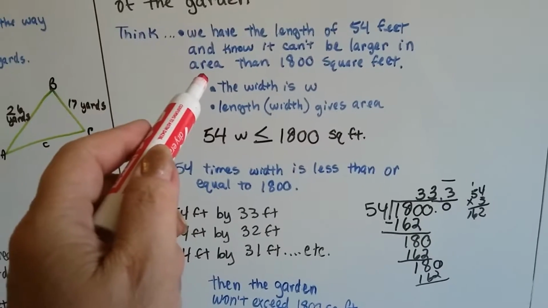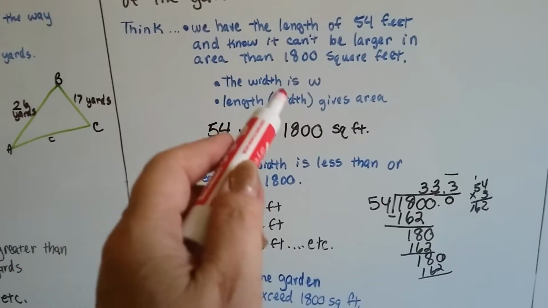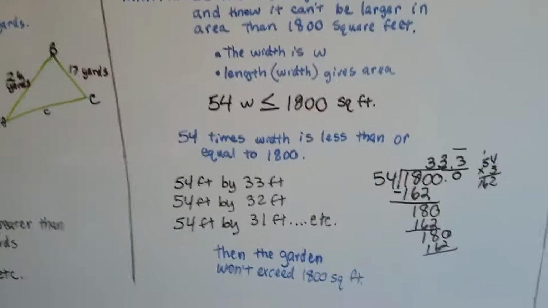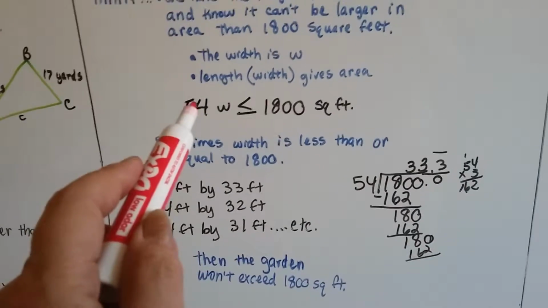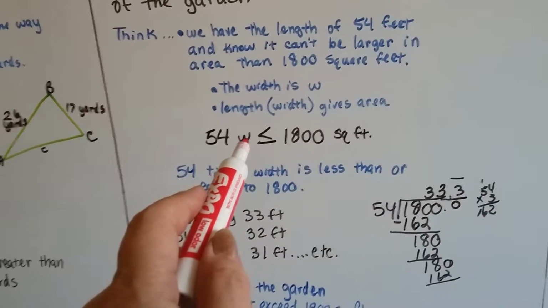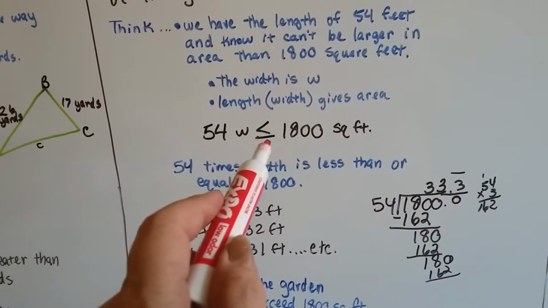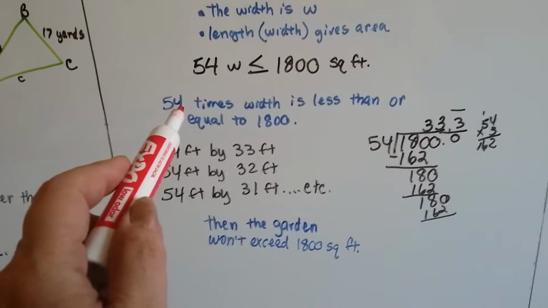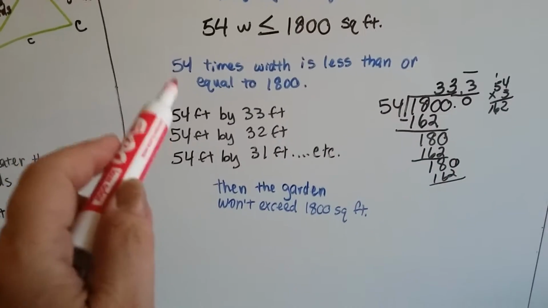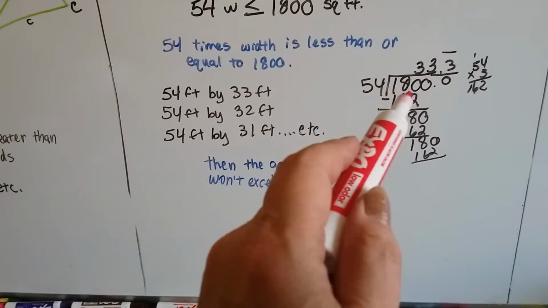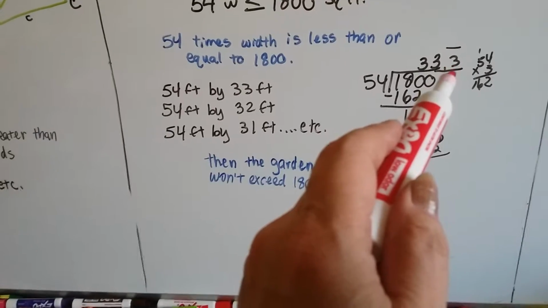We have the length of 54 feet, and the width is W, so we need length times width to give us this area that's less than 1,800 square feet. So we've got 54, which is the length, times W, which is the width, has got to be less than or equal to 1,800 square feet. 54 times the width is less than or equal to 1,800. So 54 goes into 1,800 33.3 times.